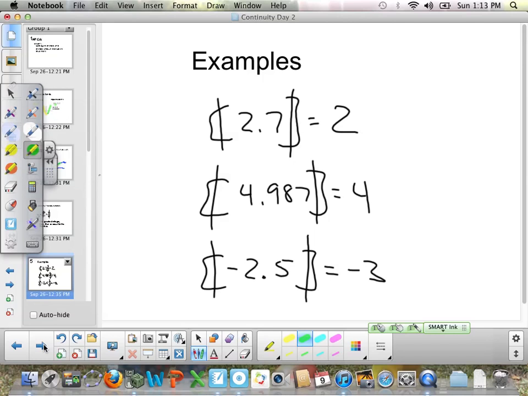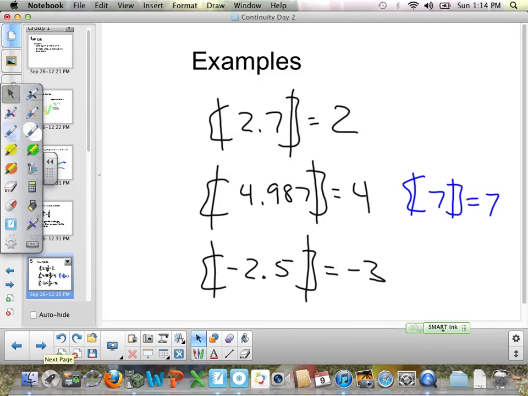For negative numbers, you need to stop and think a little bit better, because they're a little bit backwards. The step function of negative 2.5, the greatest integer less than or equal to negative 2.5. Since we're in the negatives, when you go less than negative 2.5, the answer is negative 3. And obviously, if you have a step function of an integer, what's the greatest integer less than or equal to 7? Well, that's 7.